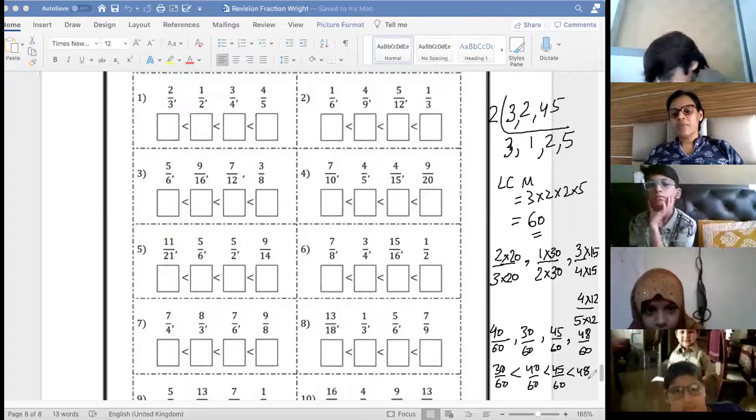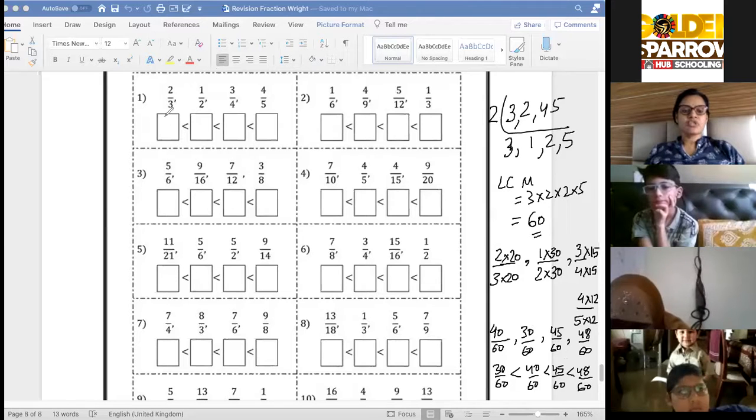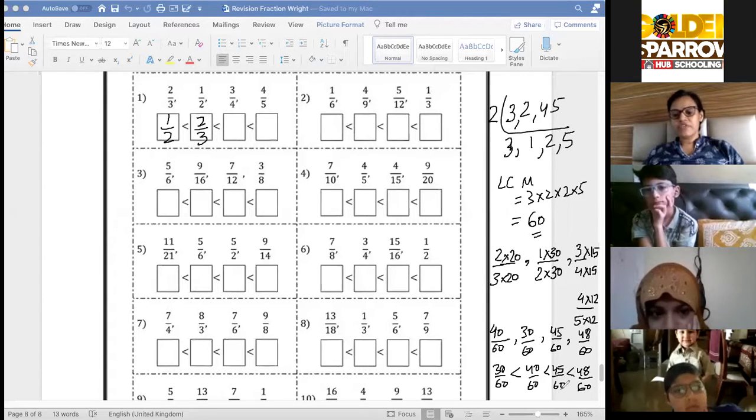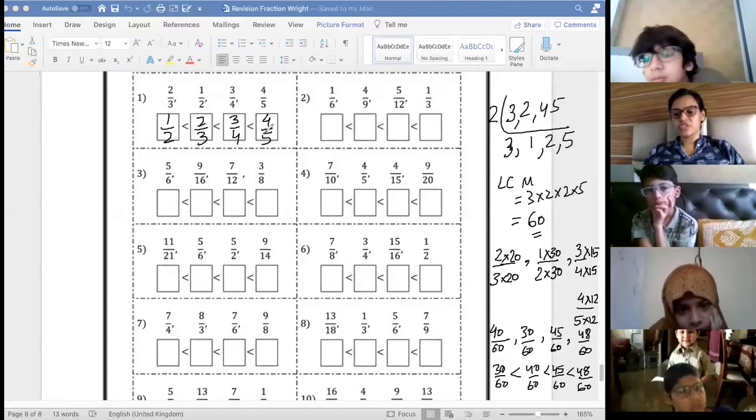Now what do we have to do? Write the actual fractions. Which one was 30 by 60? The second number. So here it will be 1 by 2. 40 by 60 was which? The first number. So it is 2 by 3. Then we have 45 by 60. It was the third number, so 3 by 4. And 48 by 60 was the last one, so it stays last. Is it clear? So like this you have to arrange.